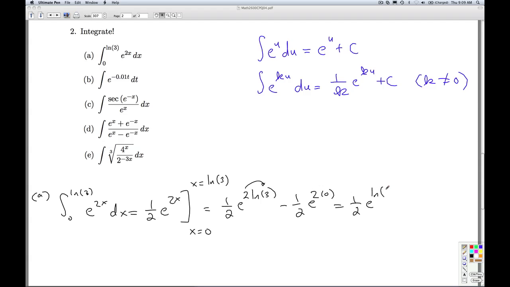to make that 3 squared, or 9, minus 1/2 e to the 0. So e to the natural log of 9 is just 9. So I get 9/2 minus 1/2, which is 4.